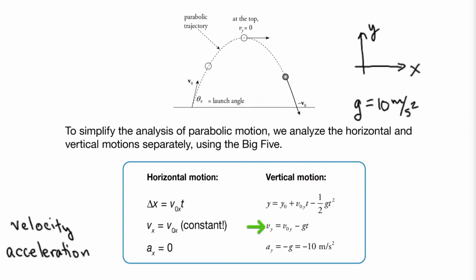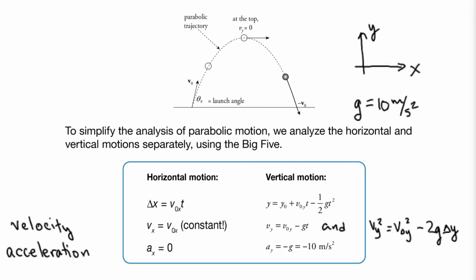For the vertical components, we have big five number 2 listed here, right? But in terms of those components again, so V final in the vertical is V initial in the vertical plus acceleration times time. But of course, the acceleration in the vertical is negative g. You can also write out something similar for big five number 5. So V final in the vertical squared is V initial in the vertical squared plus twice the acceleration, which again is negative g, times that vertical displacement.